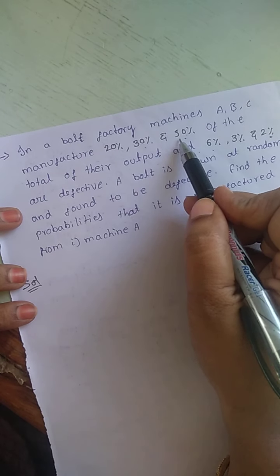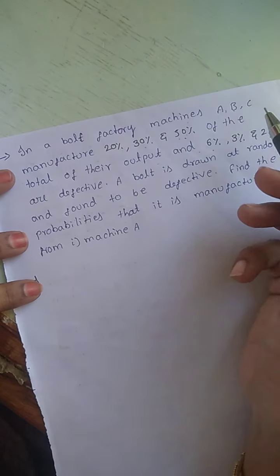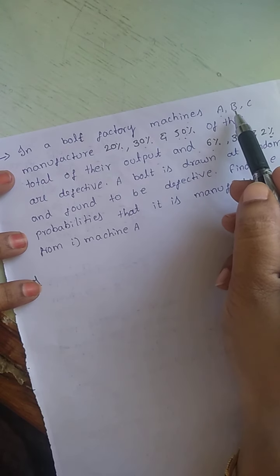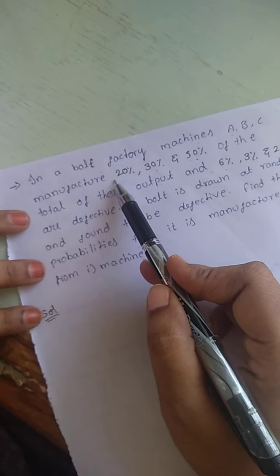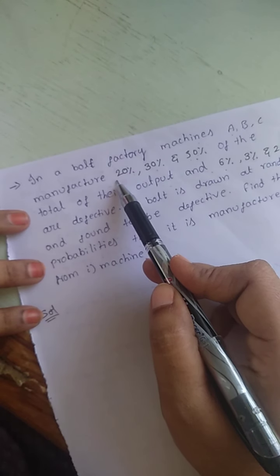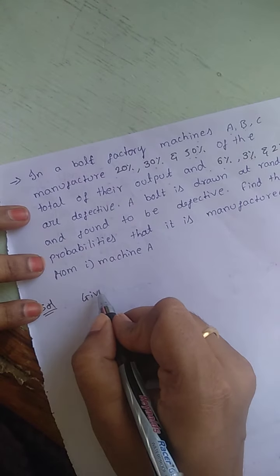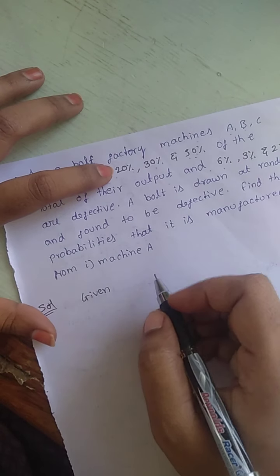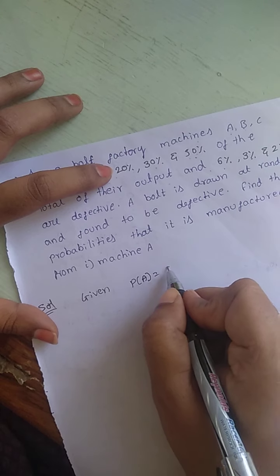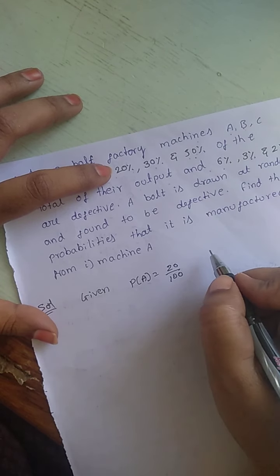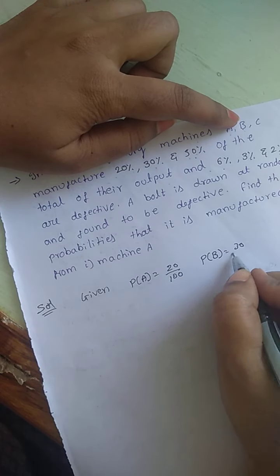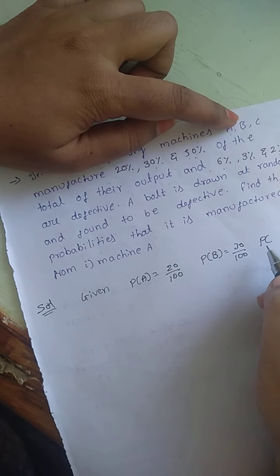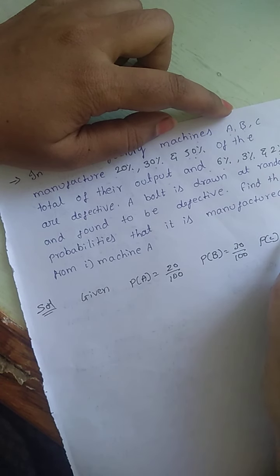What is given in the data? In a bolt factory, let us assume that machine A, machine B and machine C manufacture bolts. From machine A, the manufactured bolts are 20%. That means the probability of machine A is 20%, that is 20 by 100. Similarly, probability of machine B is 30 by 100 and probability of machine C is 50 by 100.